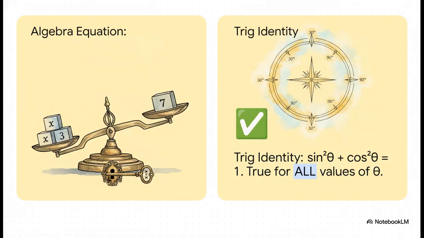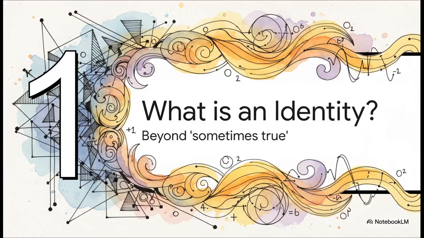Okay, take a look at this. On the left, you've got your standard issue algebra equation. It has one job, and it's only true when x is exactly 2. But then, look at the right. We've got a trigonometric identity, and this equation is true for any angle you can possibly dream of plugging in for theta. That right there is the key difference we're diving into, the massive gap between sometimes true and always true.